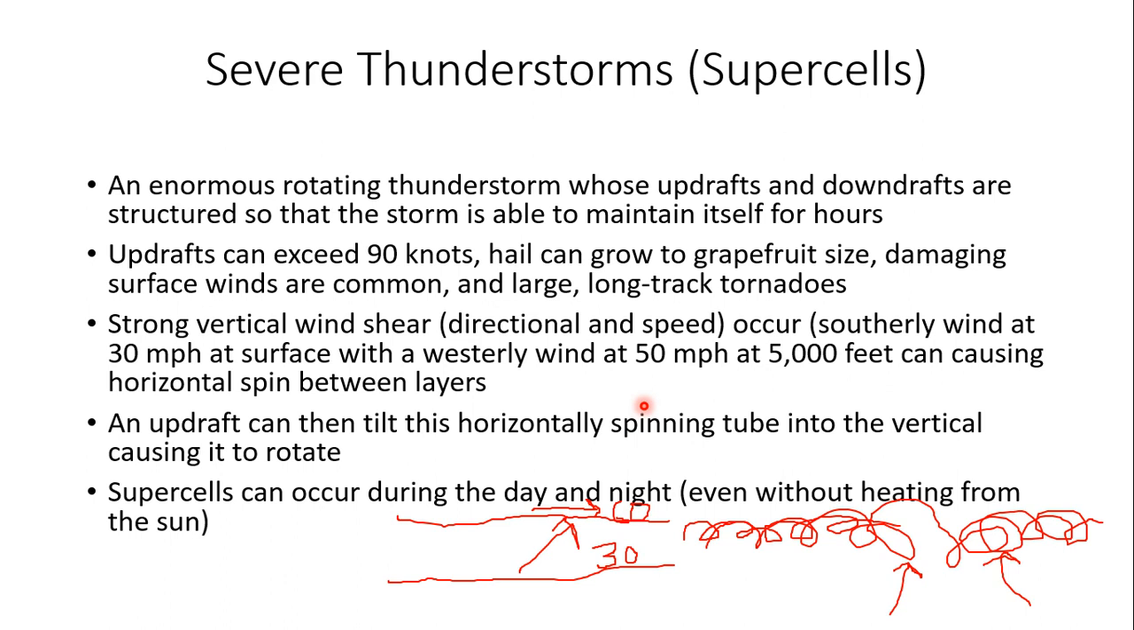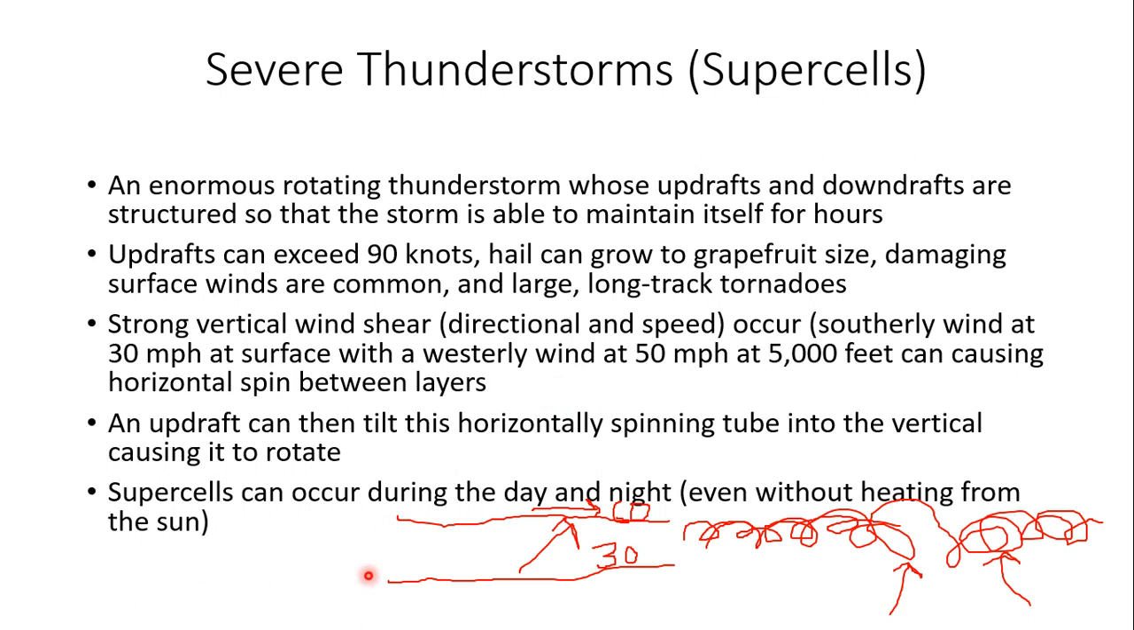We talked a little bit about those areas, and then I also talked about a special type of severe thunderstorm known as a supercell. These have rotating updrafts, mesocyclones. They're able to maintain themselves for hours. You get extremely strong vertical wind shear, both directional and speed, from the surface to aloft. A horizontal spinning tube between two layers of wind shear. An updraft tilts that horizontally spinning tube into the vertical, and then you get the formation of a funnel cloud. Once the funnel cloud reaches the surface, it is officially classified as a tornado.